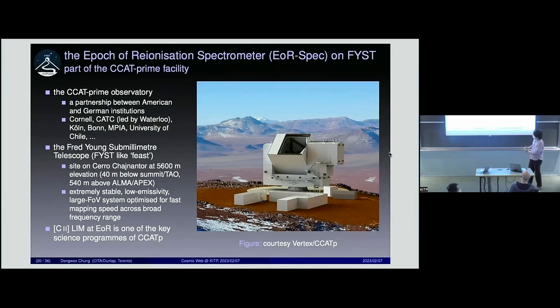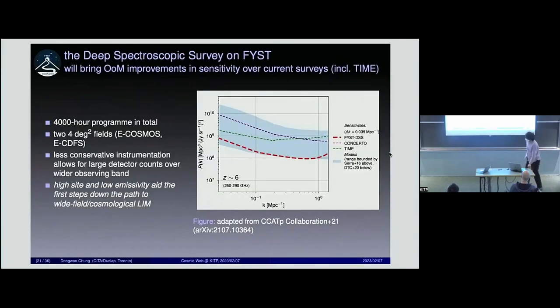And the high site, combined with the design of the telescope, which is a low emissivity, large field of view design, optimizes this observatory for very fast mapping speeds across a very broad frequency range. And fortunately, one of the key programs of this observatory is going to be C2 line intensity mapping at the epoch of reionization. So this is going to be the Deep Spectroscopic Survey run with EOR-Spec. And this is a 4,000-hour program looking across two fields.